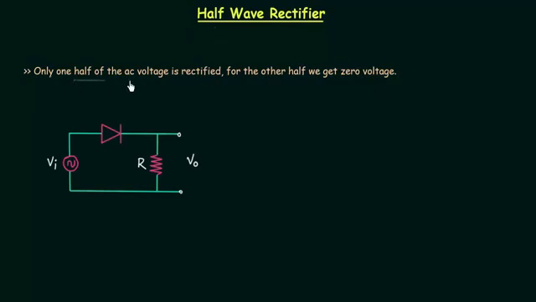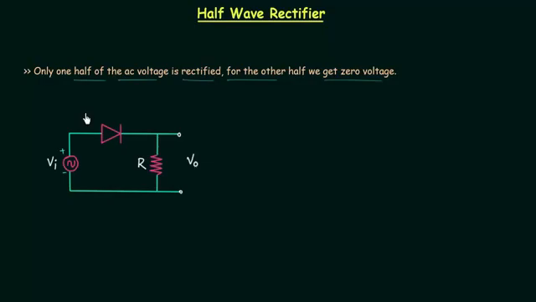For the first half of the AC voltage, we have rectified output, and for the other half, we get zero voltage. This is the circuit of half-wave rectifier. Vi is the input voltage, input AC voltage. This is the diode, and we are measuring the output voltage across resistance R. In case of positive half cycle, this will be the polarity of input voltage Vi, and diode will be forward biased because P side is connected to the positive terminal and N side is connected to the negative terminal.